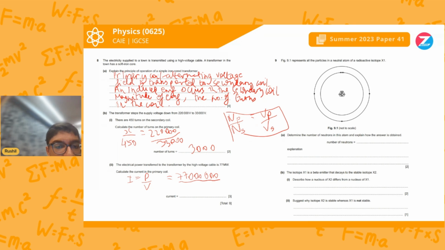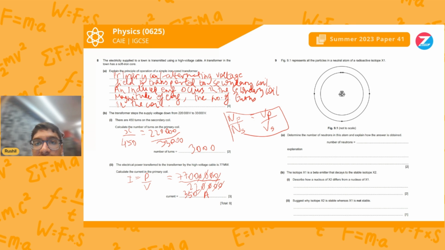And the voltage, here we are talking about the electrical power transferred to the transformer. So this is the primary coil. So the voltage in the primary coil is 220,000 volts. Hence, if we do basic math, some cancelling, we have 7700 by 22. 350 amperes is the current in the primary coil.